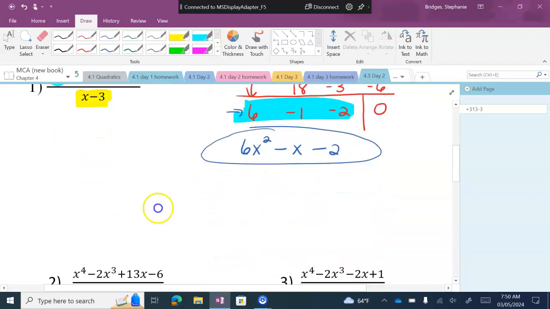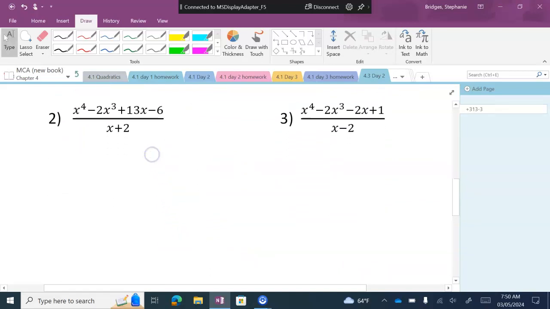Okay. Let's try another one. We'll try 2, and then I'll let you try 3 by yourself. Take a minute, write it down. Yep, that first term always goes down. First thing I want you to do once you get it written down is take that bottom piece, what we're dividing by, set it equal to 0, and solve it for x. That tells us what little number goes in our box. I'm going to call it a box, even though it's not really a box.